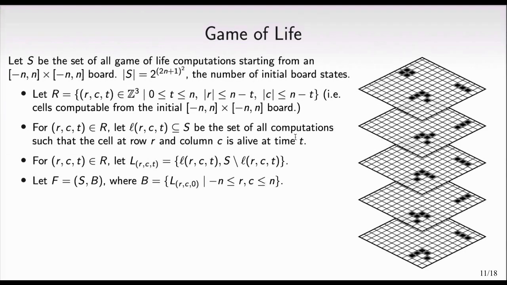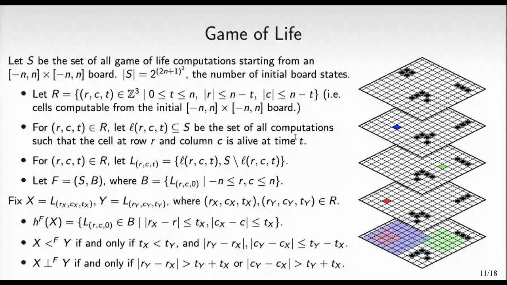There will also be other partitions that we can talk about on this set of all game of life computations. Some examples of them: you could take a cell and a time and say, is this cell alive at time t? And there will be a partition that corresponds to that question. That will separate out those computations where that cell is alive at time t versus those where it isn't. Here's an example of that. We're mostly looking at the picture on the right. These three points are cell-time pairs, those red and blue and green things up here.